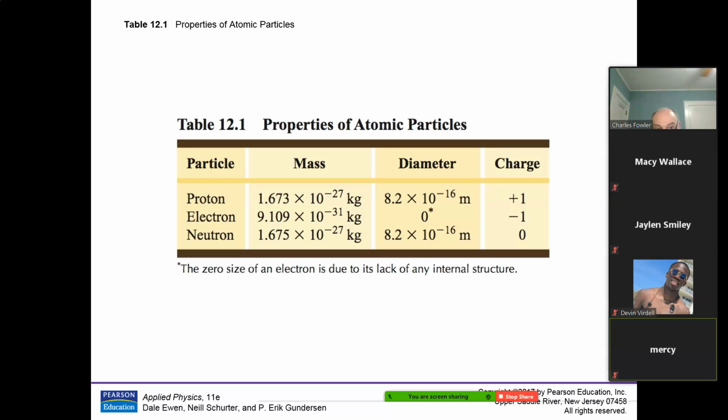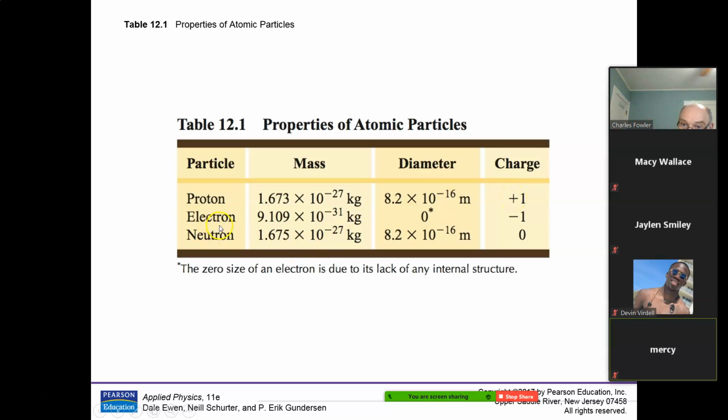A proton is a single positive charge. A proton has pretty large mass, comparatively. It's a very tiny mass, but it's more massive than an electron. It has a fixed diameter. Again, really, really small. And it has a fixed charge, +1 charge.